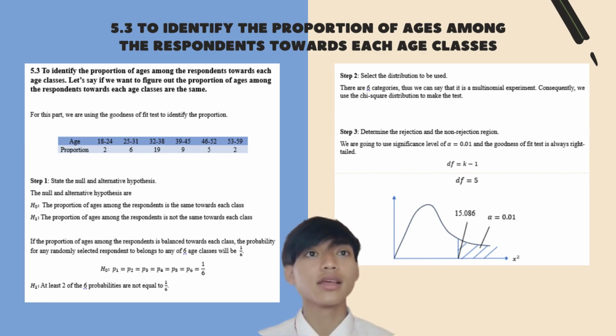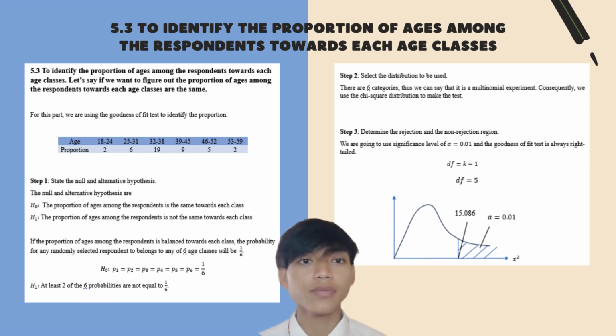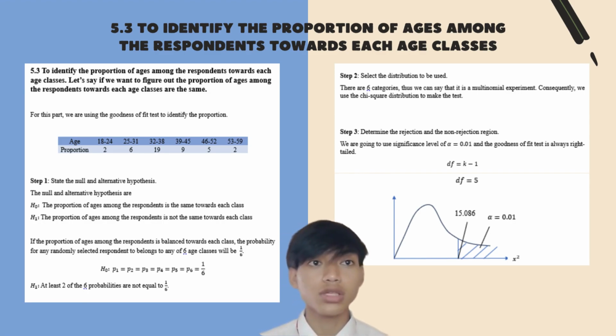Okay, the next step, step 2, is to select the distribution to be used. There are 6 categories, so we can say that it is a multinomial experiment. So we use the chi-square distribution to make the test. The next step, step 3, is to determine the rejection and non-rejection region. We are using a significance level of 0.01, and the goodness of fit test, as we know, is always right-tailed. The degree of freedom, following the formula k-1, is 5. From the chi-square distribution table, we get the critical value to be 15.086.